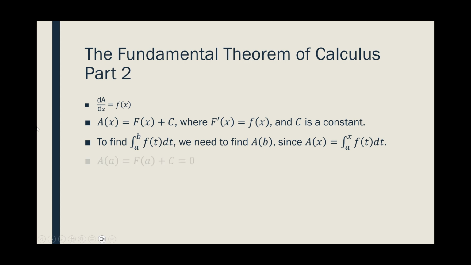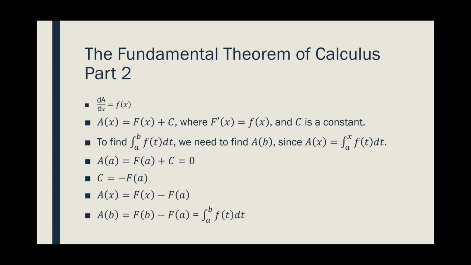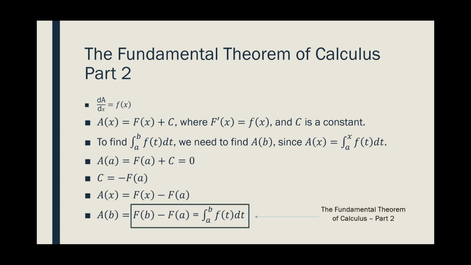Thus, we can substitute x equals little a into our equation for capital A of x and set that equation equal to 0. Solving for c, we find that c equals negative capital F of little a. Plugging this into our definition for capital A of x, we get that capital A of x is equal to capital F of x minus capital F of little a. Finally, we can find that capital A of b is equal to capital F of b minus capital F of a. And this is equal to the integral which we wish to solve. That last equation at the bottom is the second part of the fundamental theorem of calculus. And with that, we have accomplished our goal.